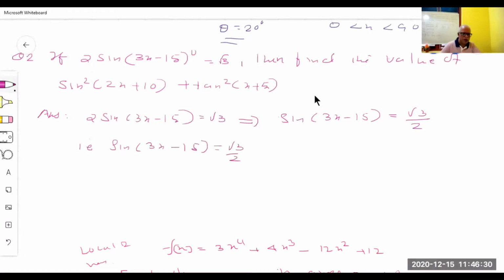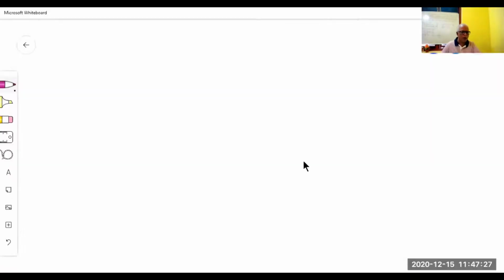Therefore, what we know is sine 60 is equal to root 3 by 2, which gives 3x minus 15 is equal to 60. That is, 3x is equal to 75 and x is equal to 25. Okay, we got x is equal to 25.